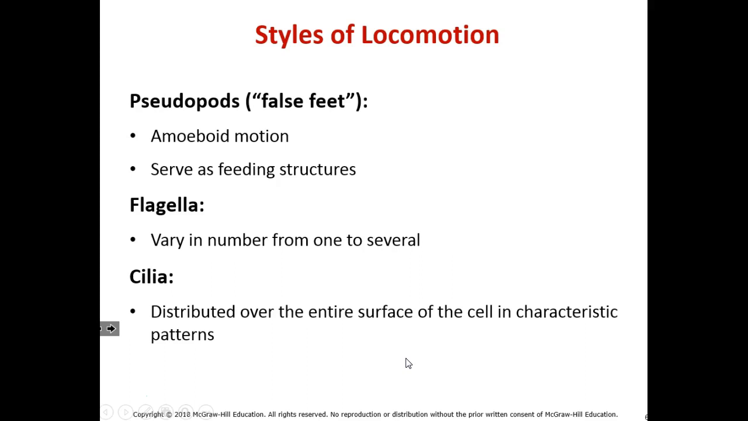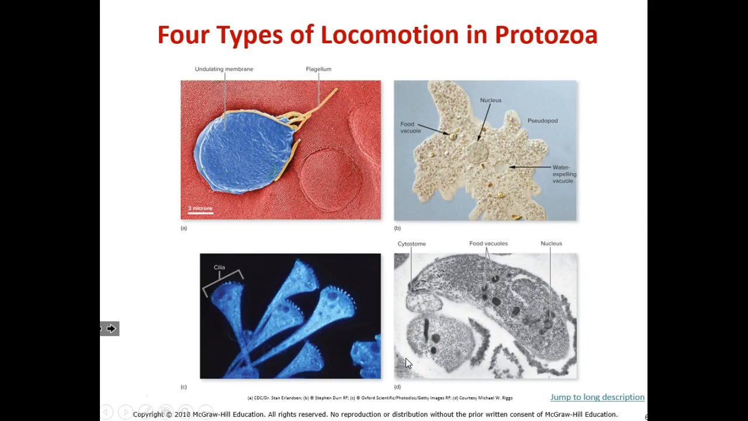All right, what are the styles of locomotion? Pseudopods are what? False feet. They have an amoeboid motion. What does an amoeba do? Does it kind of glide along? It serves as a feeding structure. Flagella vary in number from one to several, and cilia are distributed over the entire surface of the cell in characteristic patterns.